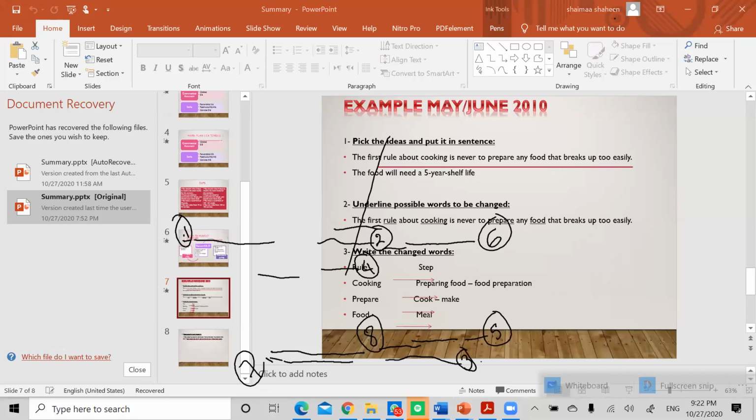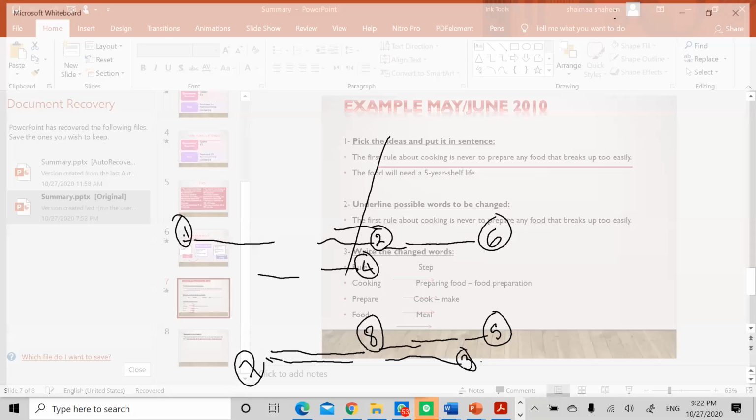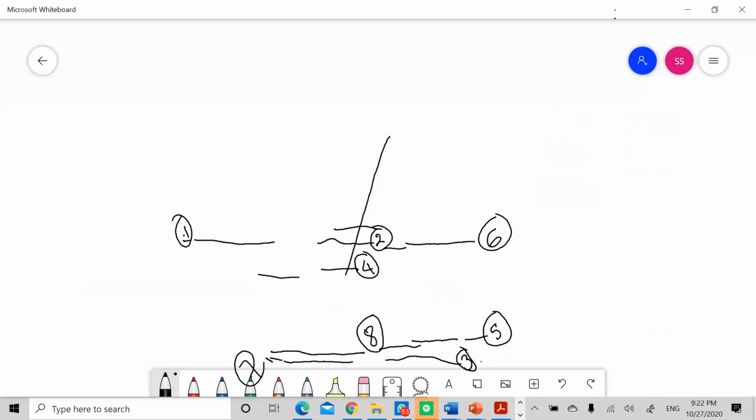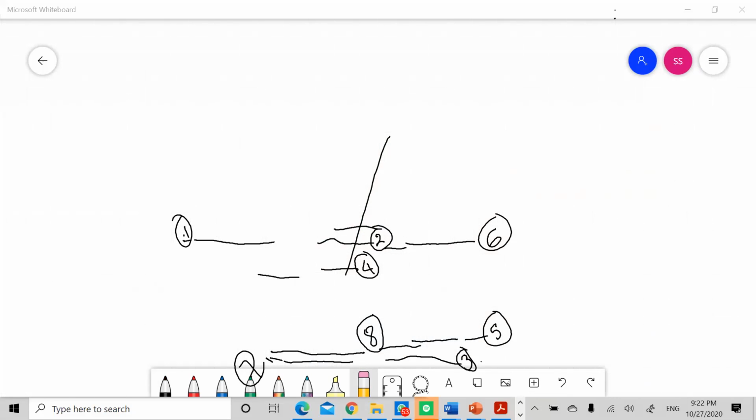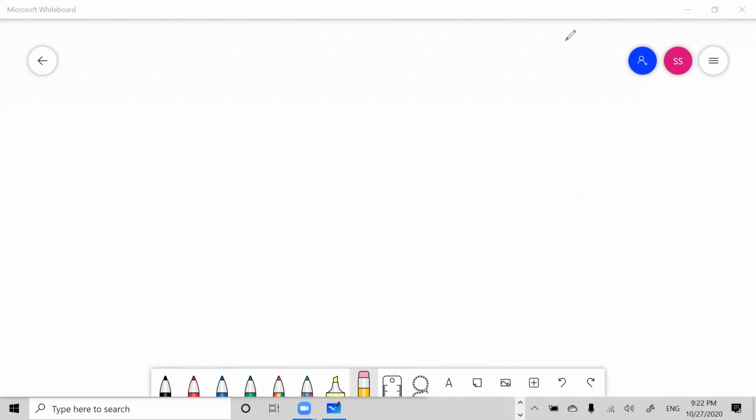Yes, that is exactly what I'm going to do right now. So I'm going to rewrite them. I just want to clear the whiteboard. Okay, if you can remember, have a look here, the points.